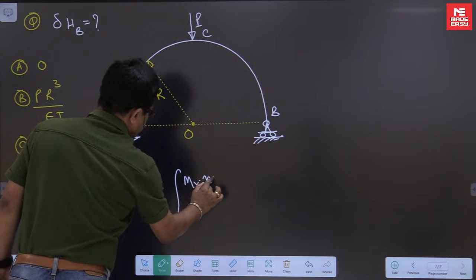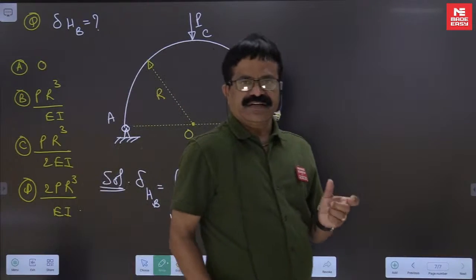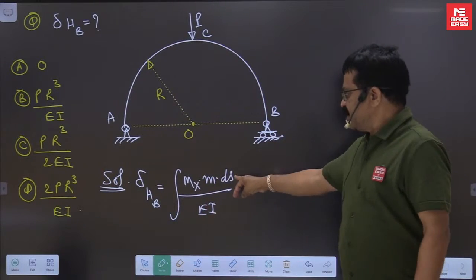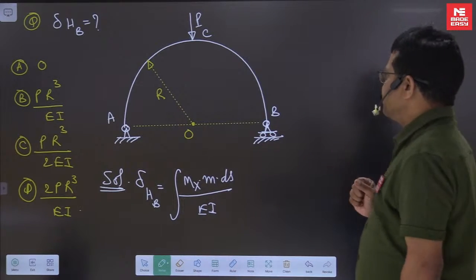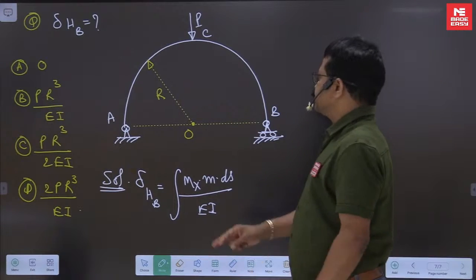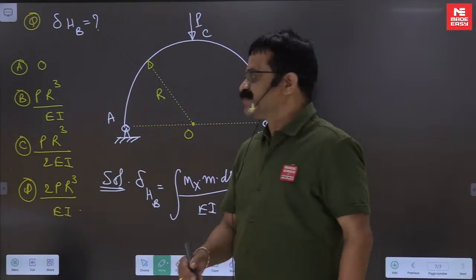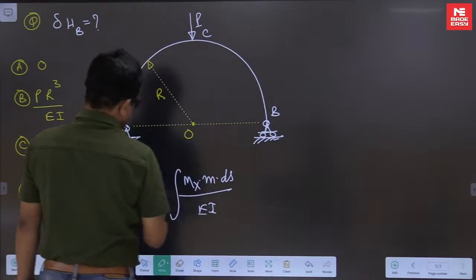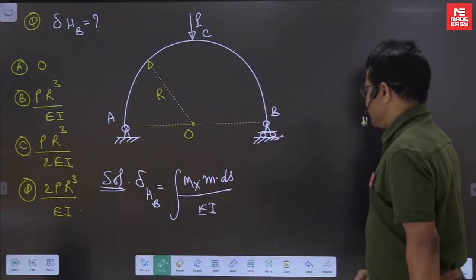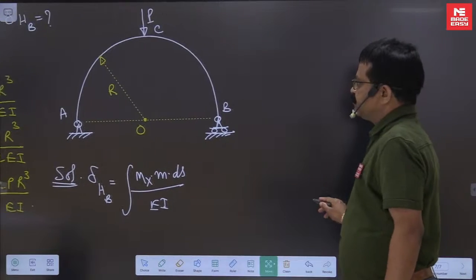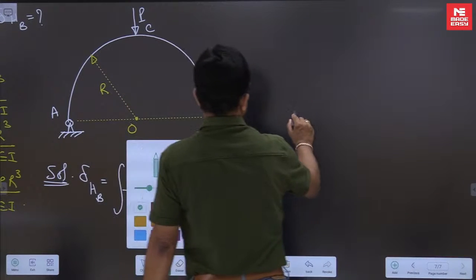Integral of Mx into m into ds we have to write. Whenever you are dealing with curved members or curved elements, instead of dx, ds must be there, because the strain energy stored in the curved member only we have to consider. Here also only the half segment you consider, the other half is also the same, so just multiply by 2. This is Mx, here itself we will write it instead of taking a separate diagram. This is our problem: horizontal displacement of B we want to find.